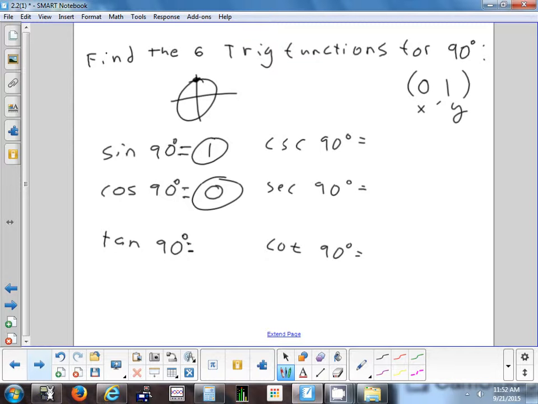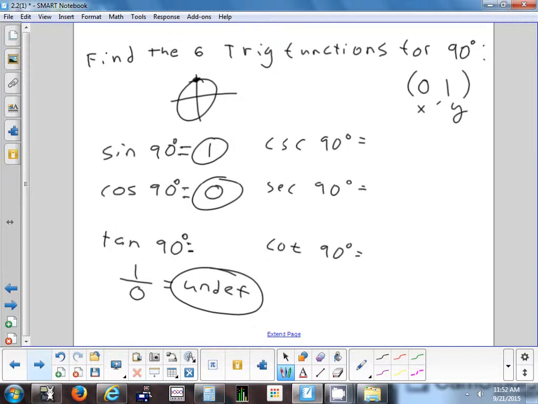Okay, Lauren, what about my tangent? Yep, it's going to be 1 over 0. And what do you get when you divide by 0? Undefined. Okay, that's undefined. You cannot do the tangent of 90. Can't do it. And that's why, because you'd be trying to divide by 0.